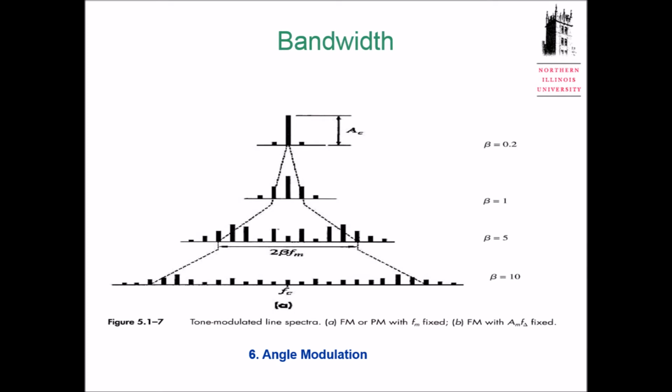Bessel function values can be obtained either from curves or from a table. We also showed this example: when you have different beta, the bandwidth is different, and the power for each harmonic is also different. So last time we showed two examples. How can we calculate the power of each sideband?